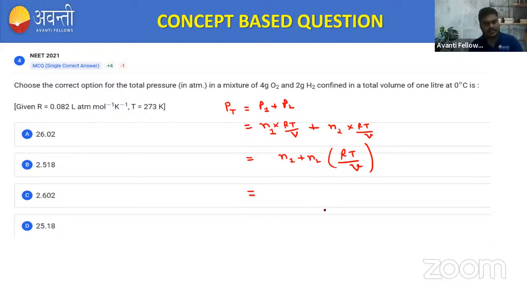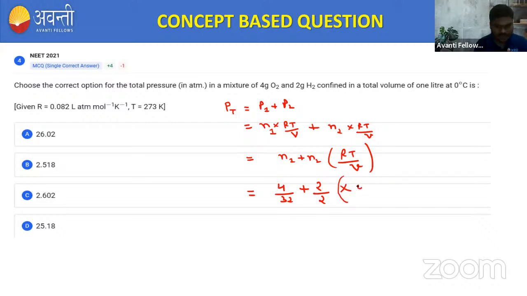How will N1 and N2 be calculated, tell me? Number of moles. So for oxygen, we know that it is 4 gram, 4 divided by 32. Similarly for hydrogen, 2 gram, right? And this is 2 gram divided by 2. And this is RT upon V. So what will RT upon V come to? Tell me quickly. So this RT upon V will come, that is R.